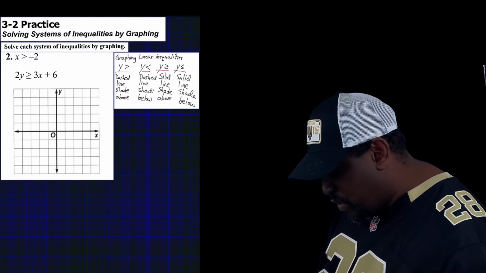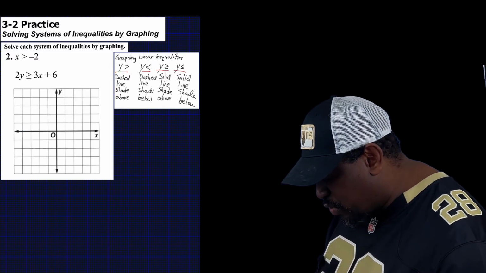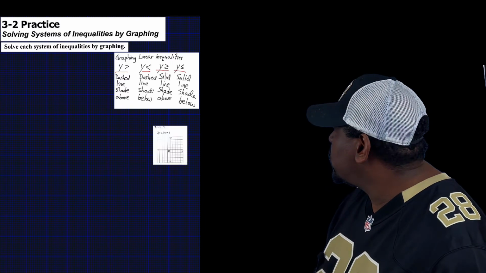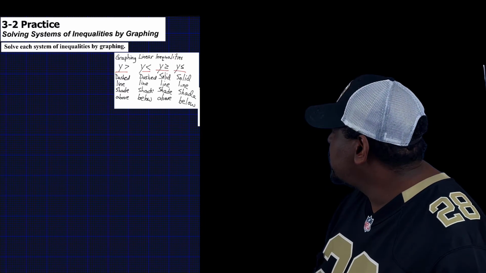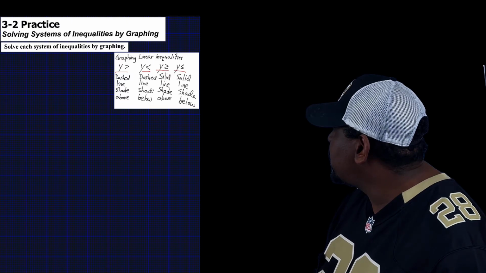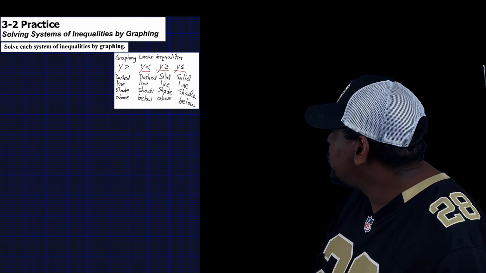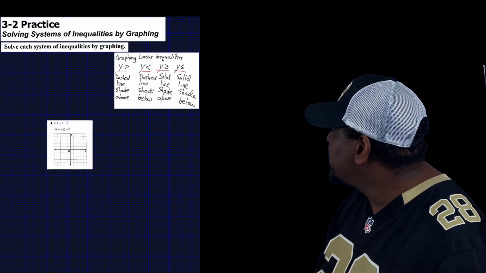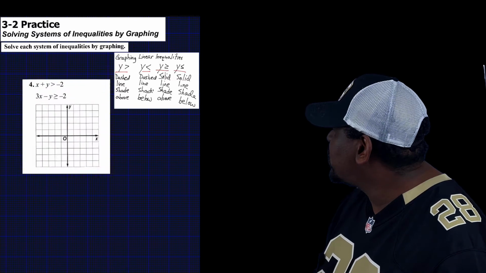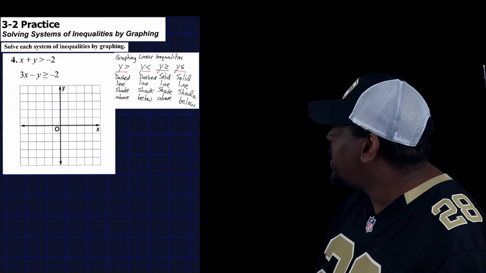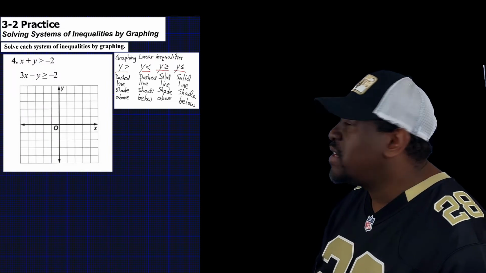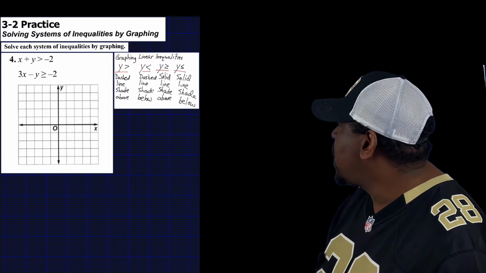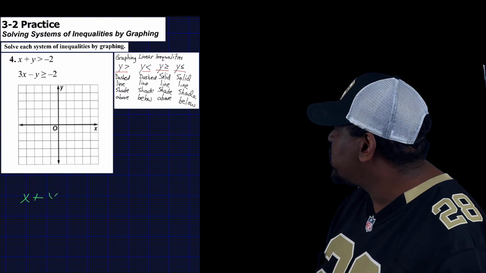Now we're going to go on to the second problem that we will do in this concept of solving systems of inequalities by graphing. So we'll pull up our next problem in a second here. Here we go. Looks like it went in and out. So, there we go. Instead of doing number 3, we're going to go on to number 4. So our next system of inequalities is x plus y greater than -2 and 3x minus y greater than or equal to -2.